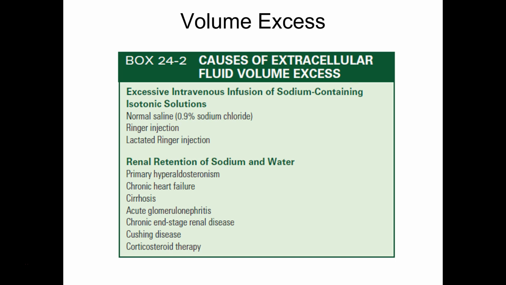In terms of fluid excess, again, take a look through some of these things and make sure that they make sense. If you gave too much IV fluid, of course, that can cause a problem. And then you have to look at some of these other things and think through a little bit why they are causing too much fluid to accumulate. Primary hyperaldosteronism. Well, if I have too much aldosterone, I retain too much sodium and water, so I'm going to have too much blood volume, right?